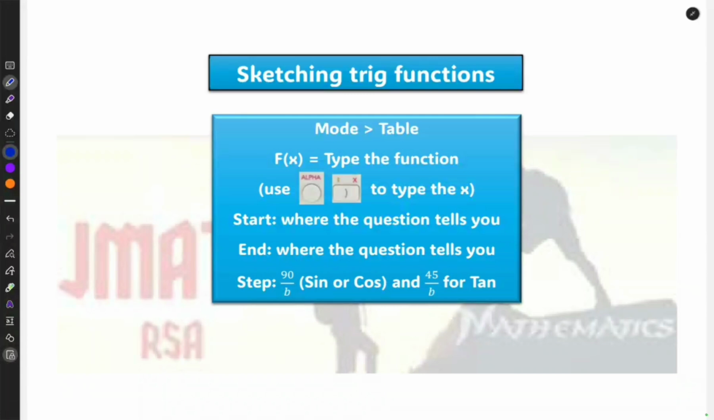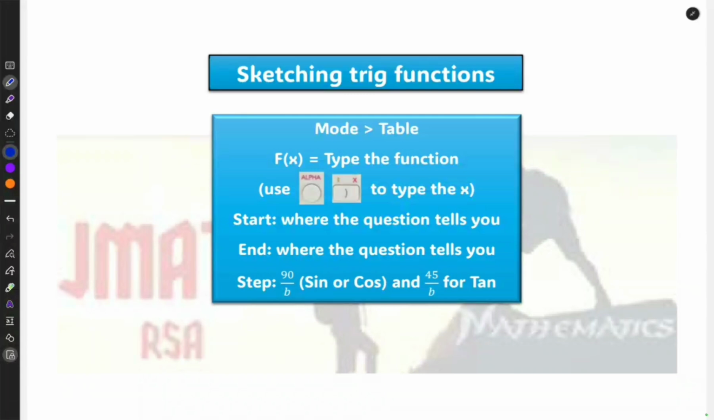The way to bypass that is to use your calculator's table method, and you can follow the steps you see on screen. But like I say, if you want to impress your teacher, you do it without the calculator. If you want full marks, with not too much effort, you use the table method. On your calculator, type mode table, and at f(x) you type in the function. To get the x on your calculator, you just press alpha and the right bracket. The question will always tell you where to start and where to end, so you can just type that in.